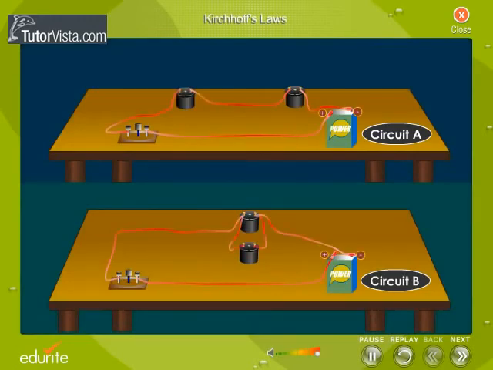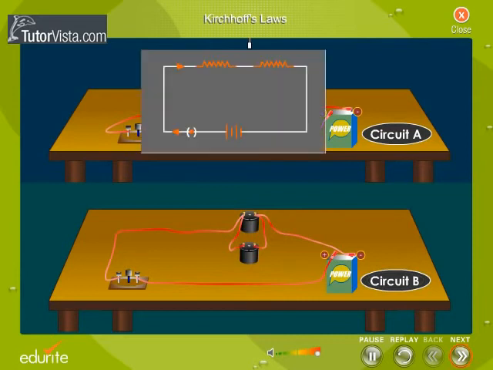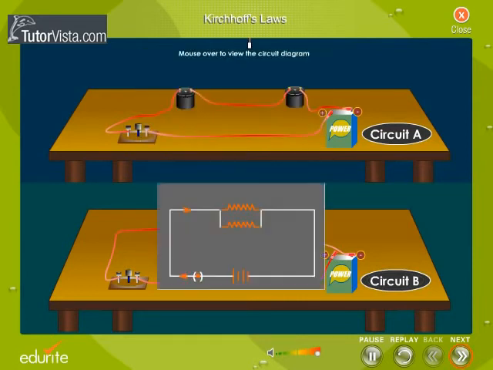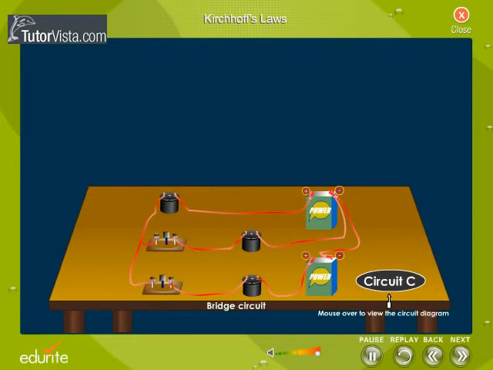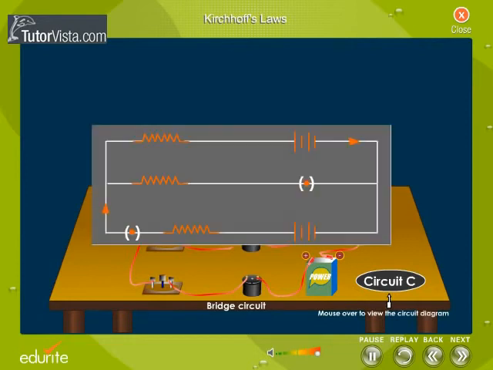Effective resistance of the simple circuits labeled A and B can be reduced to series and parallel combinations by using Ohm's law. But Ohm's law cannot be used to solve complicated bridge circuits having more than one source of EMF.